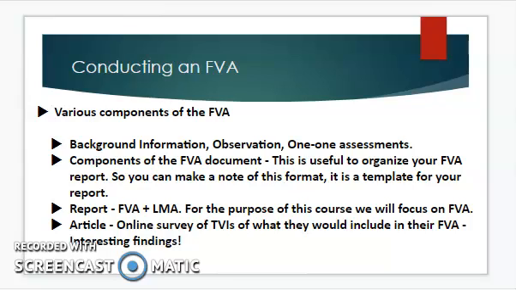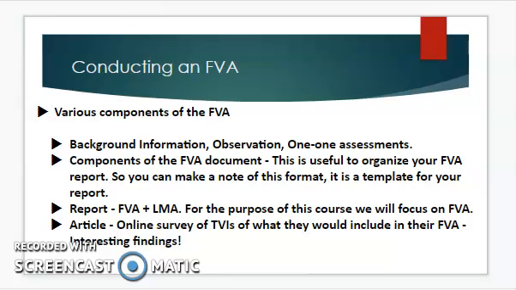And in a practical, real school setting, when you write a report, you will do both an FVA and an LMA, learning media assessment. So you'll write both in one report. But for the purpose of this semester, because this is just the first semester for most of you who are doing a functional vision assessment, we're just going to focus only on the FVA part. The learning media assessment, you will learn about it next semester.